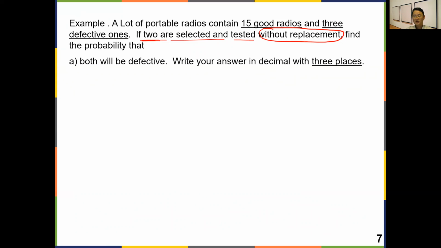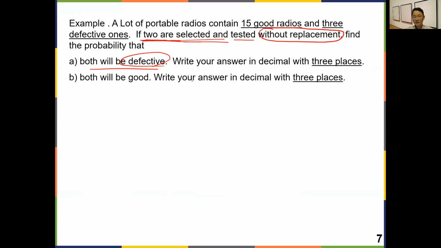Okay, let's try this. You are picking 2. What's the probability that you are picking both bad ones, right? Both bad ones. And the next question would be, what's the probability that both will be good ones? They say, write your final answer in decimal with 3 decimal places, right?